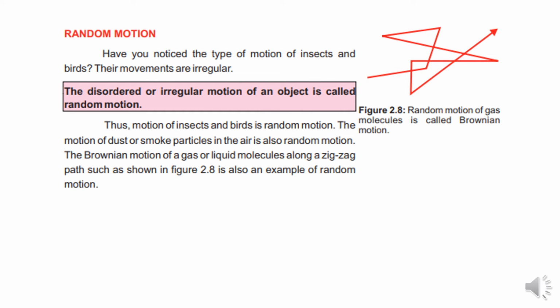Random motion. Have you noticed the type of motion of insects and birds? Their movements are irregular. The disordered or irregular motion of objects is called random motion. Thus, motion of insects and birds is random motion. The motion of dust or smoke particles in the air is also random motion. The Brownian motion of gas or liquid molecules along a zigzag path, such as shown in the figure, is also an example of random motion.